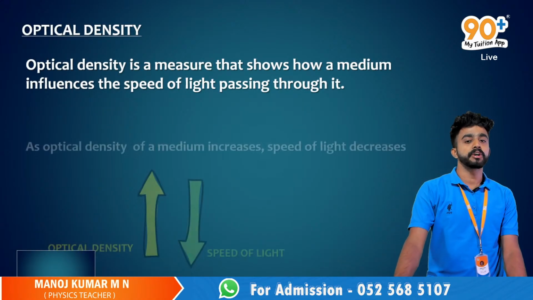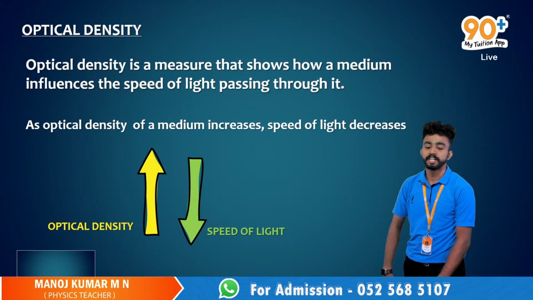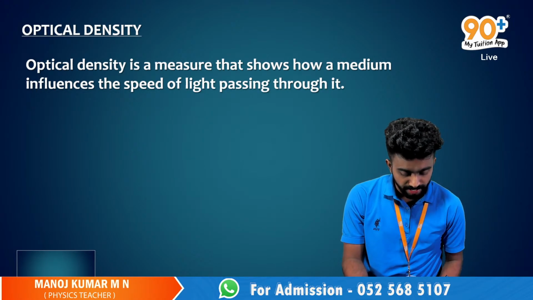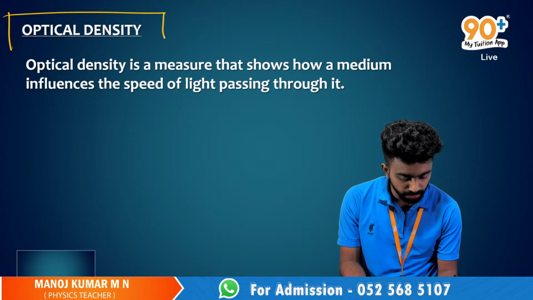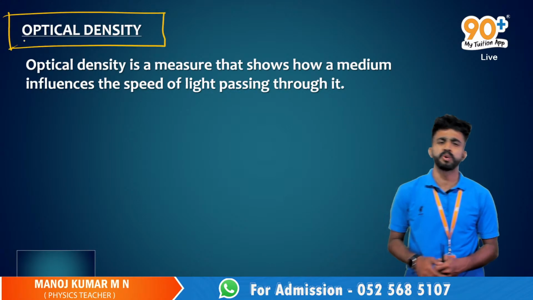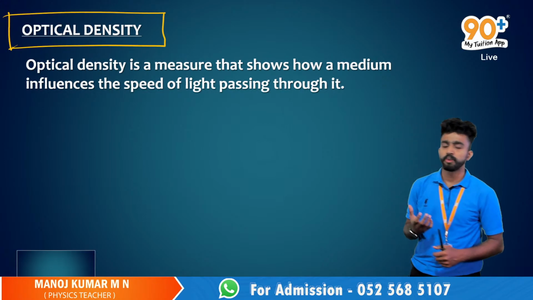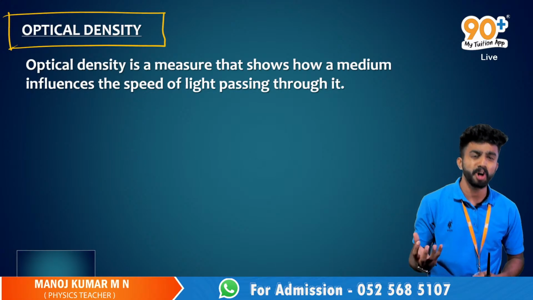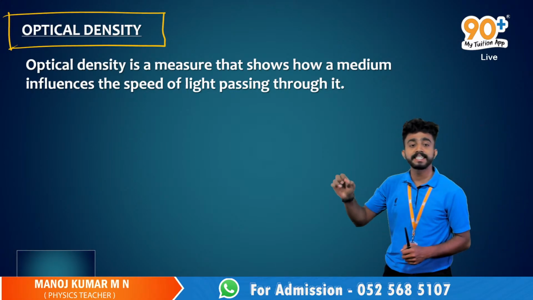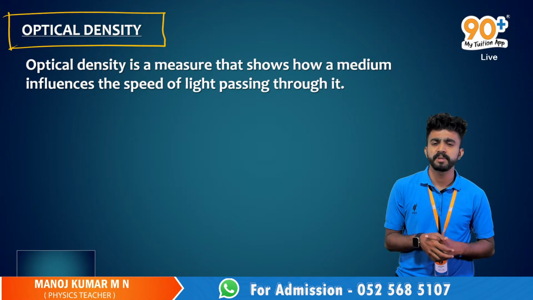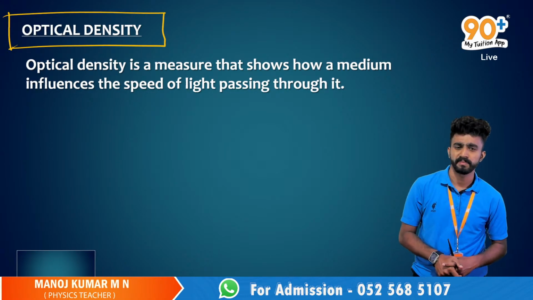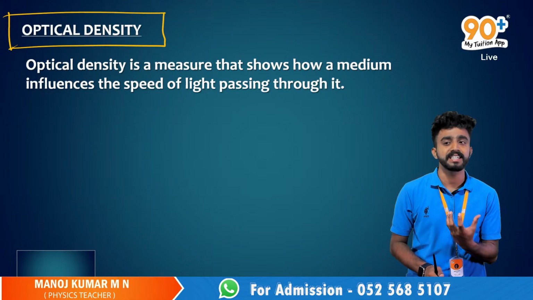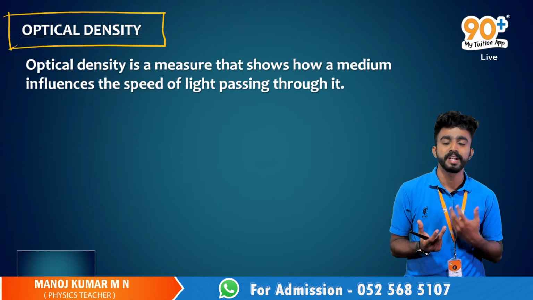And also we are going to go ahead with the next topic, that is none other than optical density. So what comes to your mind when you hear this term optical density? Optics means what? You know what is optics, right? The involvement of photons or light in a particular medium, that is optics, right? What is optical density? Optical density is a measure that shows how a medium influences the speed of light passing through it. It means how densely particles are packed in a medium which will allow the light to pass through them.